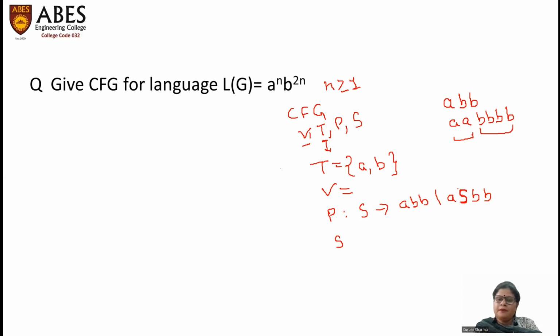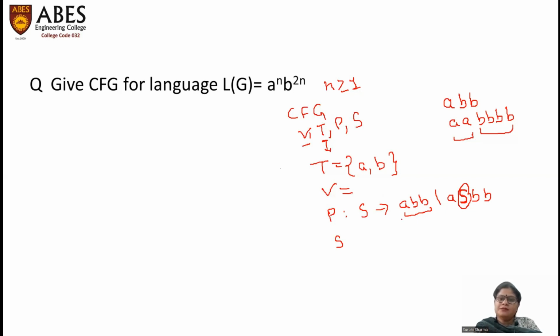So what will happen here? Whenever I replace this S, then how can I replace it with the help of this? It means whenever I am inserting one A, in addition two B will be inserted here. So every time my string will be in the form that the number of B will be twice the number of A. Okay. So this is the production with which we can get strings of this type.